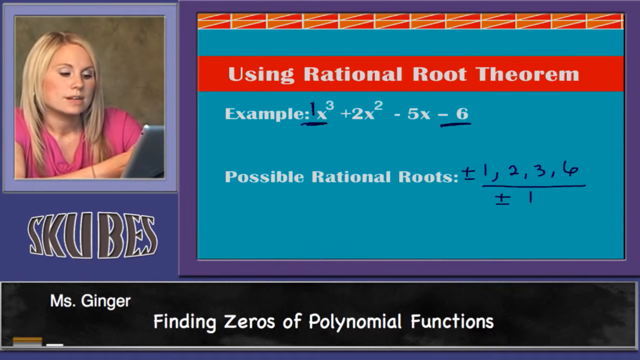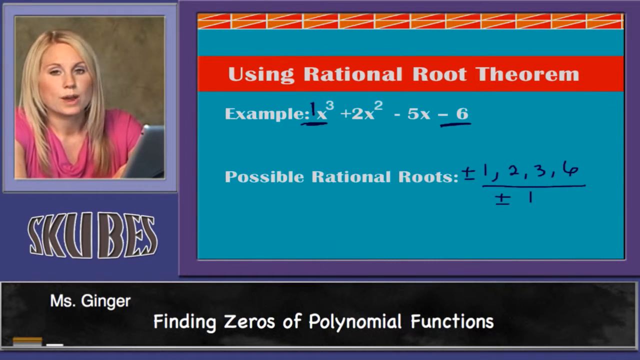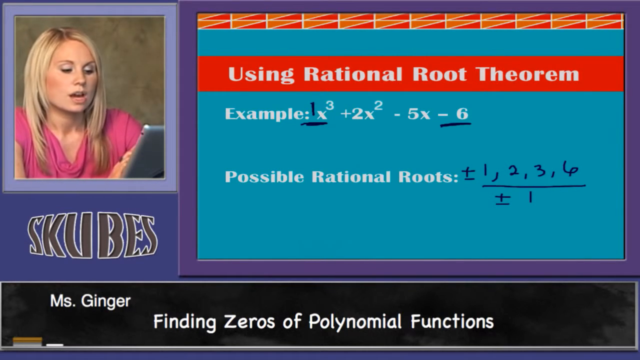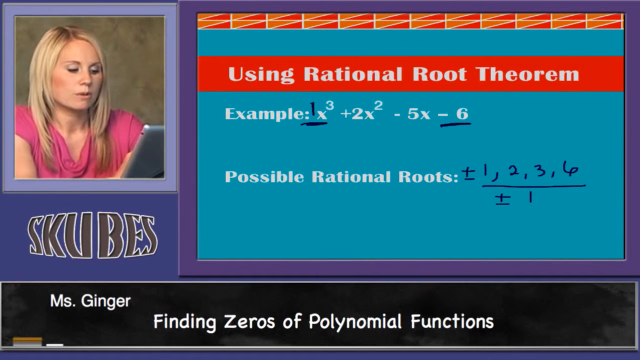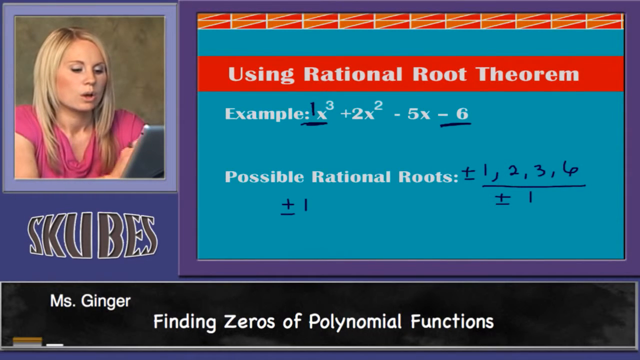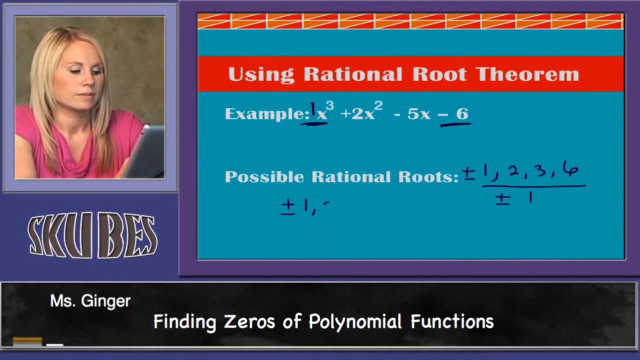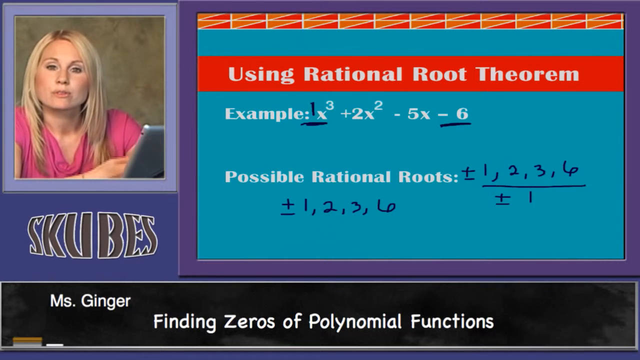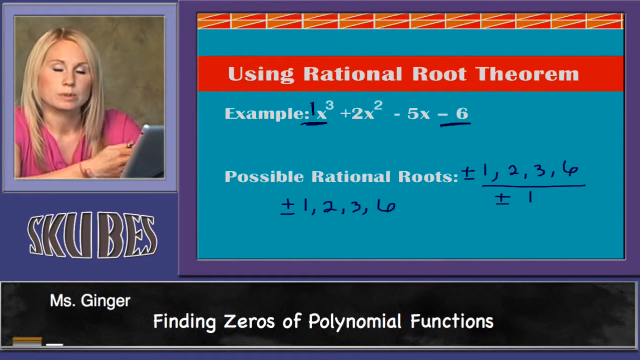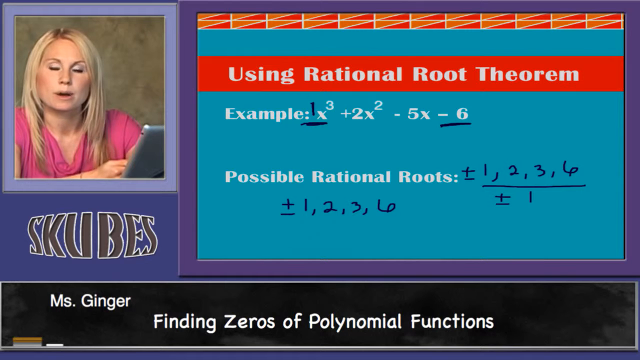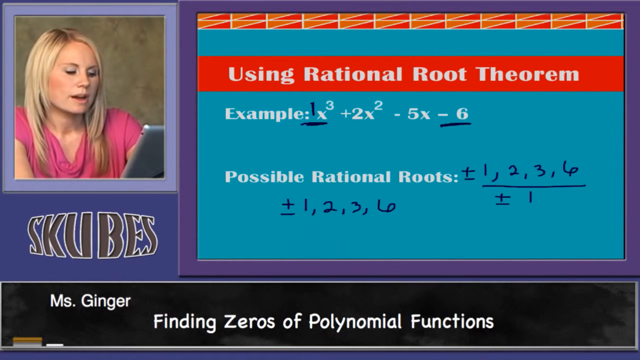Alright, so what this means is that the possibilities for rational roots for this polynomial are going to be 1 over 1, 2 over 1, 3 over 1, and 6 over 1. Sometimes you'll have other numbers down there besides 1, so you want to split up each top number over each bottom number to get all the possibilities. So we don't have too many. We've got 8 possibilities here.